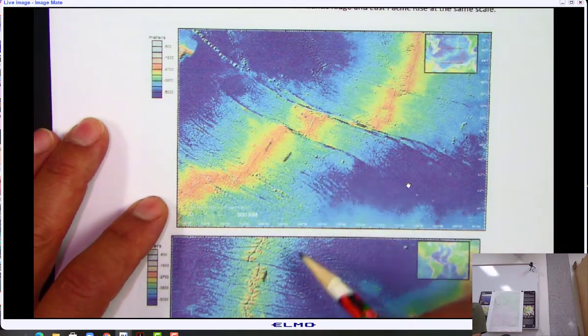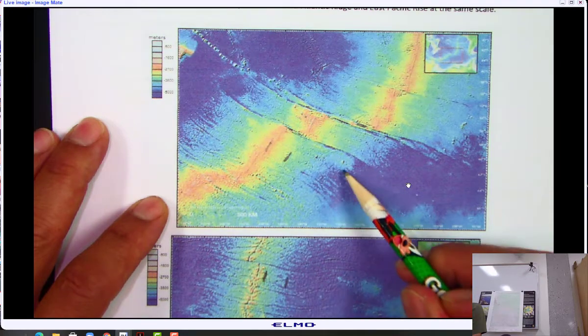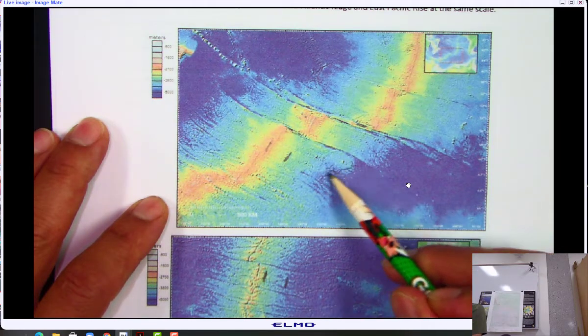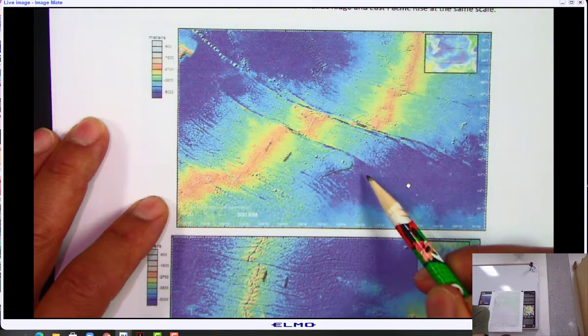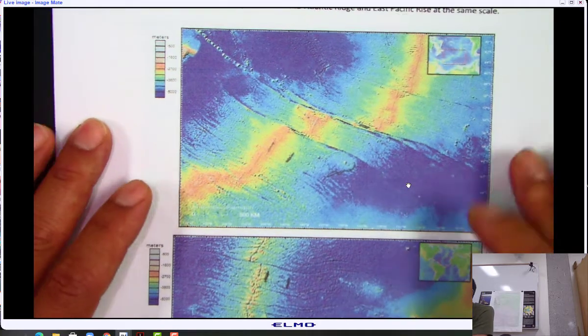And the age of these rocks over here are about the same as this area over here. So again, they're moving much farther away. They're taking longer to cool. All right, so that's that question there.